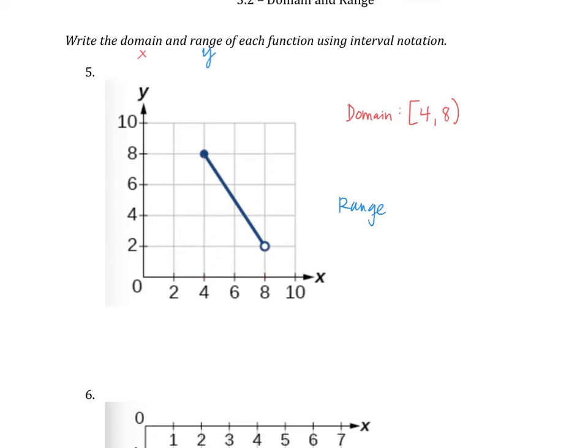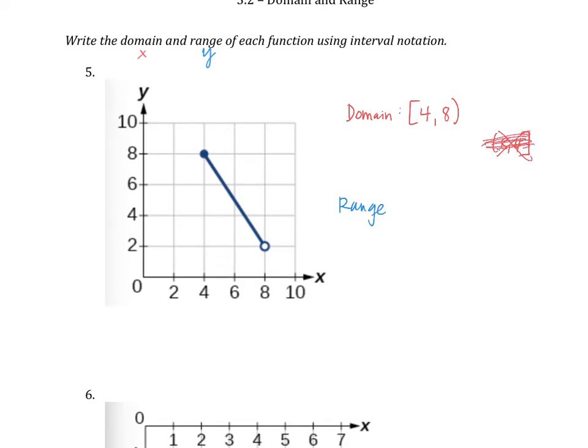All right, let's look at the range. So the range is the y values. That means I'm going to look at the y-axis. So this is always bottom to top, okay? You always have to put domain and range, since they're in interval notation, from least to greatest. You can't put it the other way around. So for example, on the domain, if you would have put 8 to 4, that would be wrong because you have greatest to least. It has to be least to greatest, okay? So that's not correct right there.